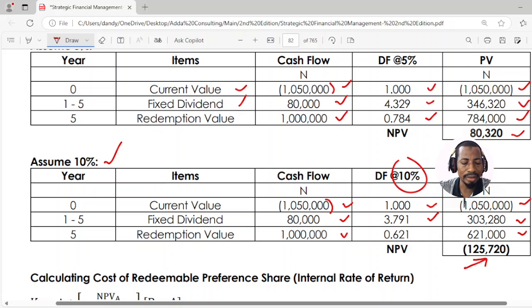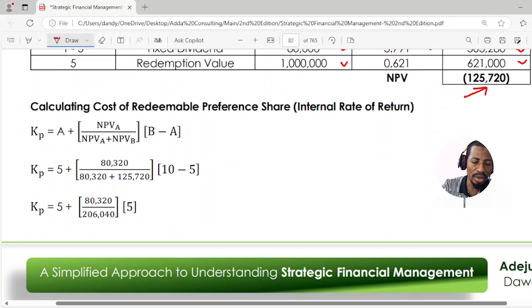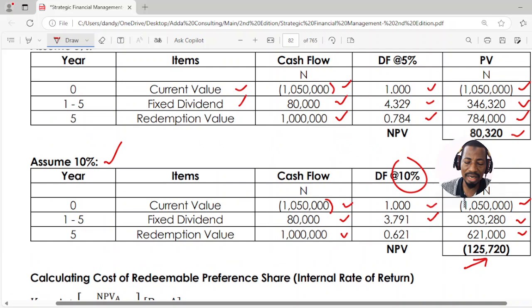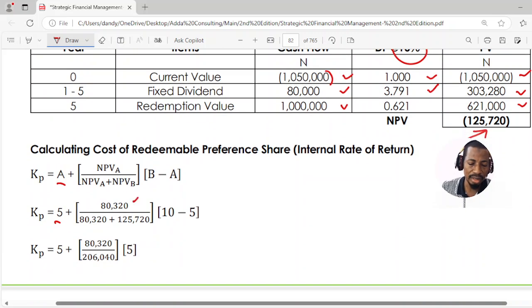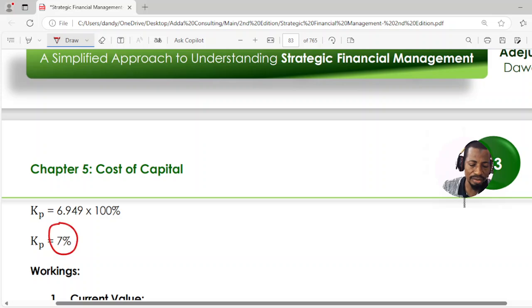We assumed 10%, we got a negative NPV. All I need to do is slot into the IRR formula. A is the lower discount rate of 5. The NPV of that lower discount rate of 5 is 80,320, divided by the NPV of the lower discount rate, which is 80,320, plus the NPV of the higher discount rate of 10, which is 125,720. B is the higher discount rate of 10 minus the lower discount rate of 5. Mathematically, our cost of redeemable preference share is 7%.